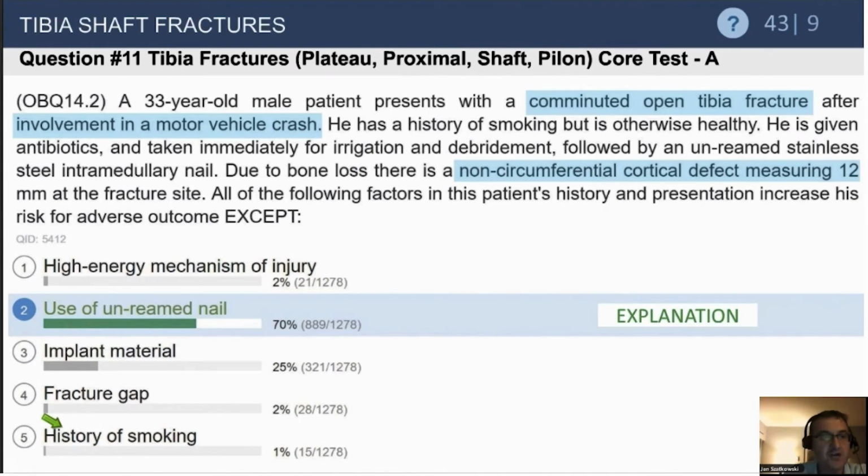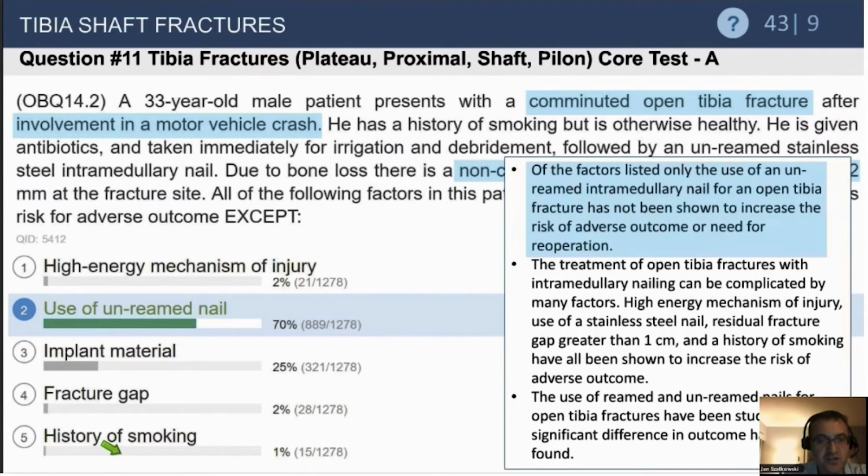So high energy mechanism, right? That's going to be a risk factor. Implant material, fracture gap as well, because fracture gap is shown to be one of the leading issues in terms of going on to a non-union in a tibial shaft fracture. History of smoking as well. And why is number 2 the answer? Well, the use of an unreamed intramedullary nail for an open tibial fracture has not been shown to increase the risk of adverse outcome or the need for reoperation. All the other answers have been shown.